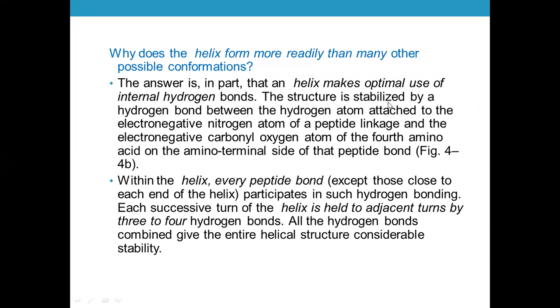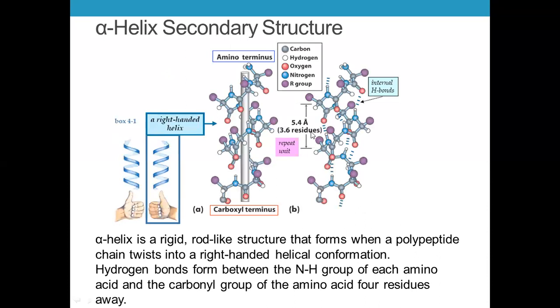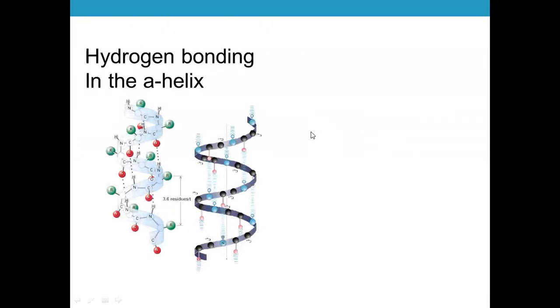That hydrogen bond stabilizes the structure. The alpha helix is stabilized by the hydrogen bond between the hydrogen atom attached to the electronegative nitrogen of the peptide and the electronegative carbonyl oxygen of the fourth amino acid toward the terminal side of the peptide. You have here the C double bond O, and you have the NH from the peptide bond. I hope it is clear here. You have the NH and the C double bond O.